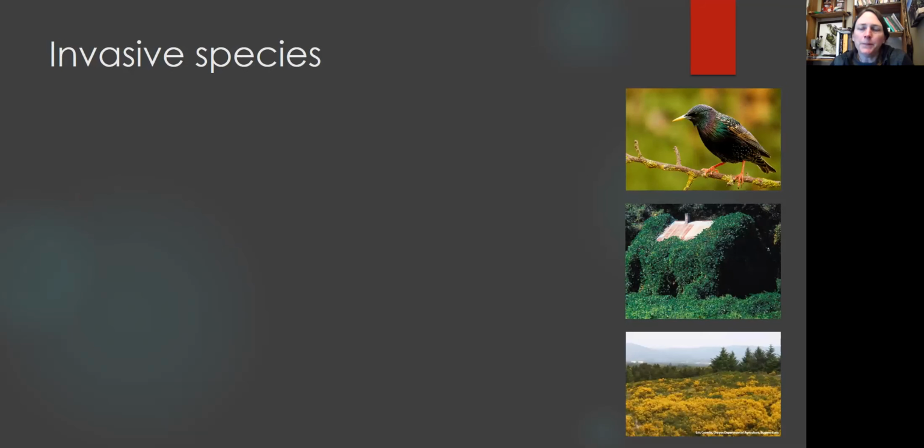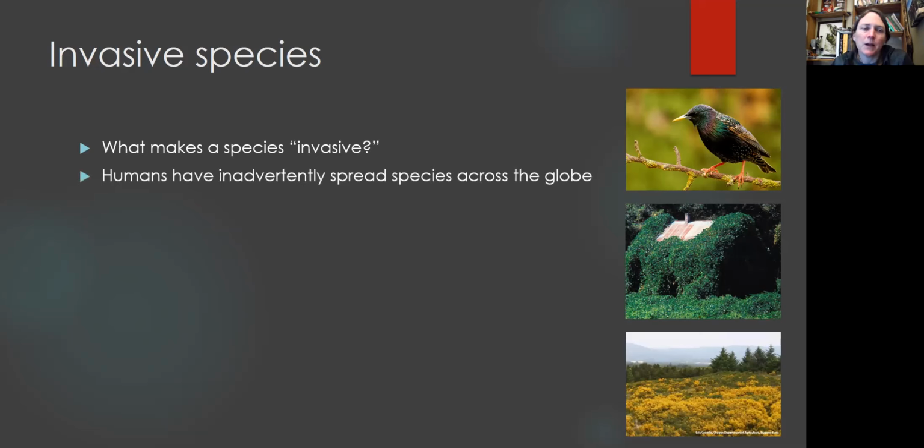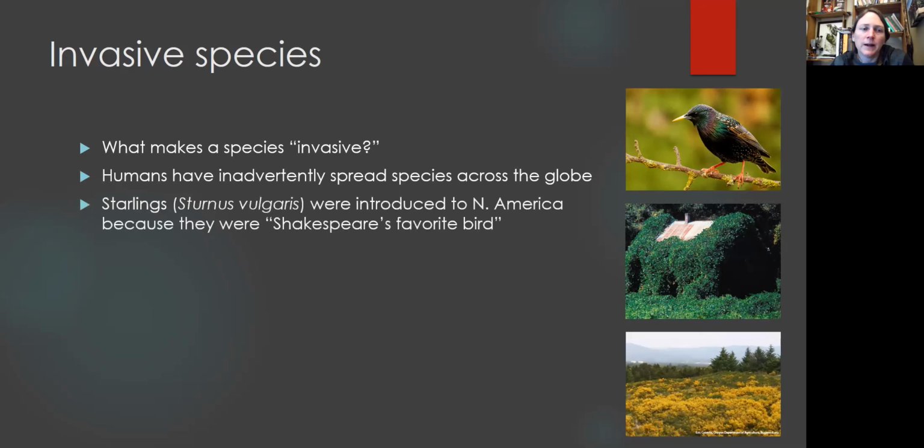So once humans were able to really move species around the world, we started introducing species to new environments. And some species who get introduced to a new environment are considered invasive. And an invasive species is one that really just kind of takes over and starts pushing native species out. And so, for example, humans have inadvertently spread quite a few organisms around the globe.